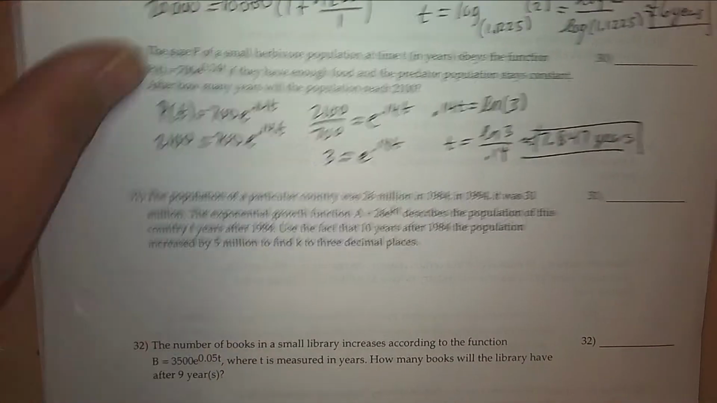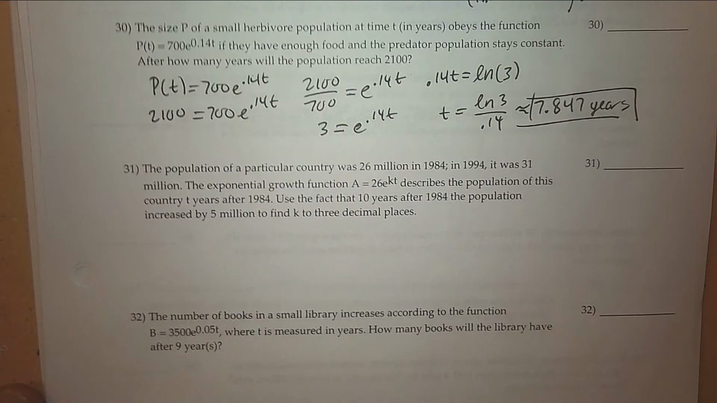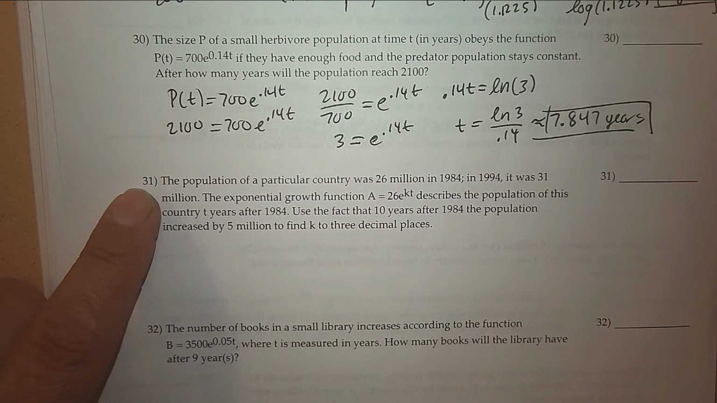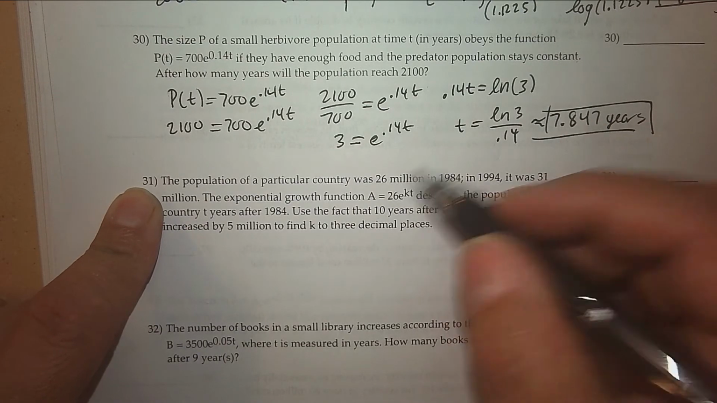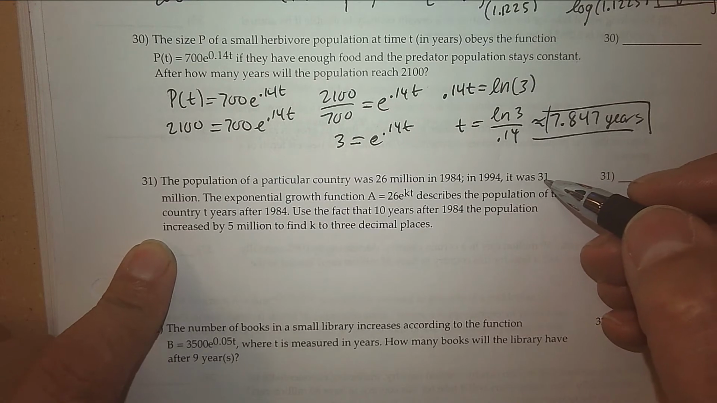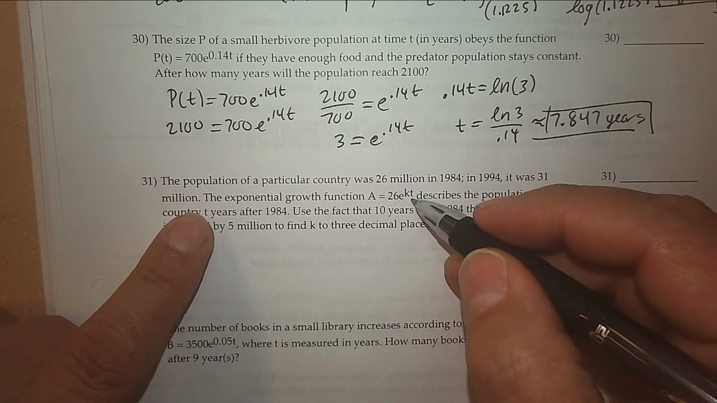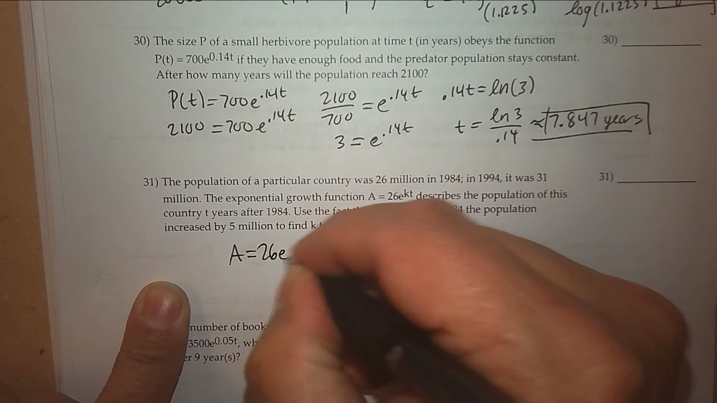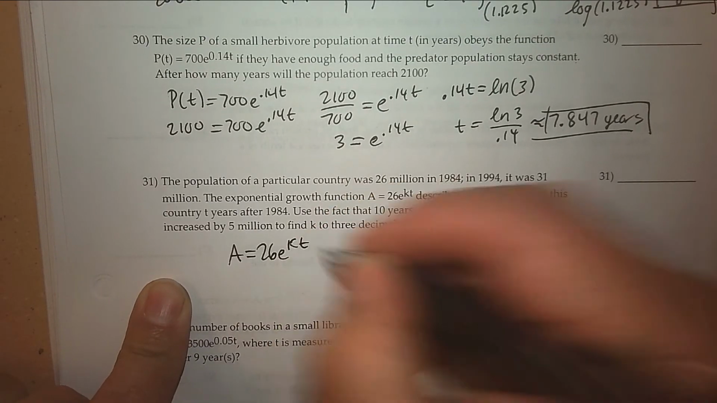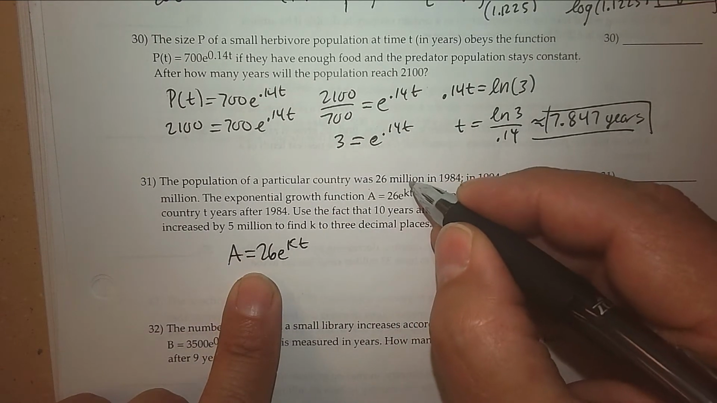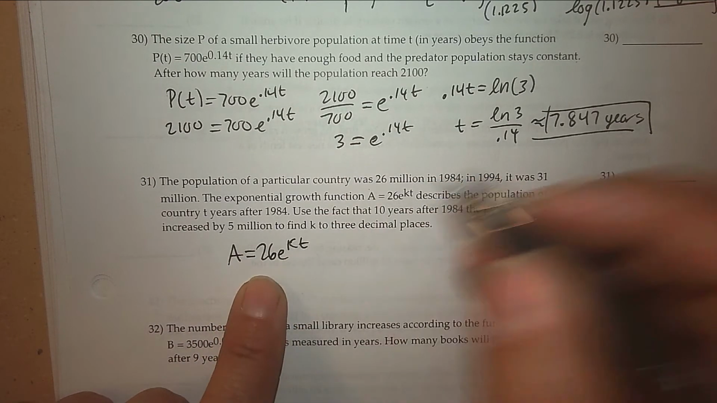All right, let's read the next one. Most of these questions, of course, have to do with growth and decay, if something's increasing or something's decreasing. The population of a country was 26 million in 1984. 10 years later, it was 31 million. And then it gives you a growth equation to use. We're using some different letters here, but understand what it means. So 26 really means 26 million, but they didn't put million down, just 26.